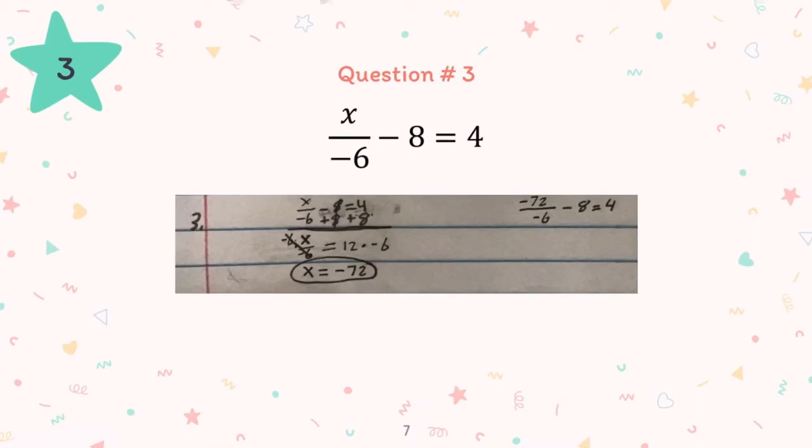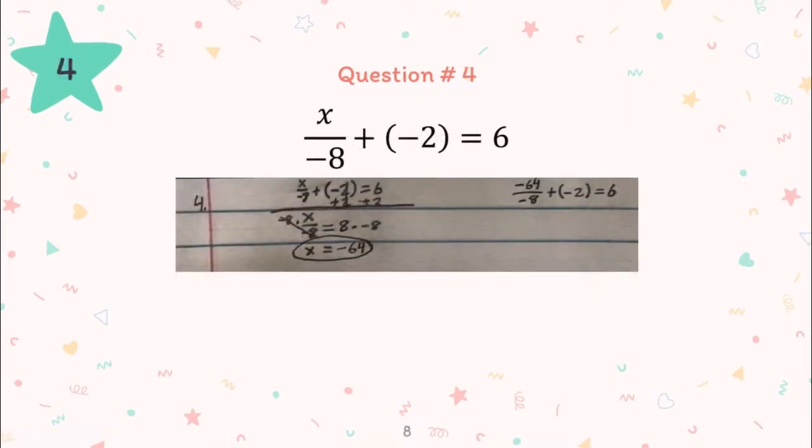But if we want to get rid of the 6 and only have the x, then we do negative 6 times negative 6, which they cancel each other. So then we do the same thing on the other side, 12 times negative 6, which is equal to negative 72. And now we're left with x and negative 72. So x is equal to negative 72.